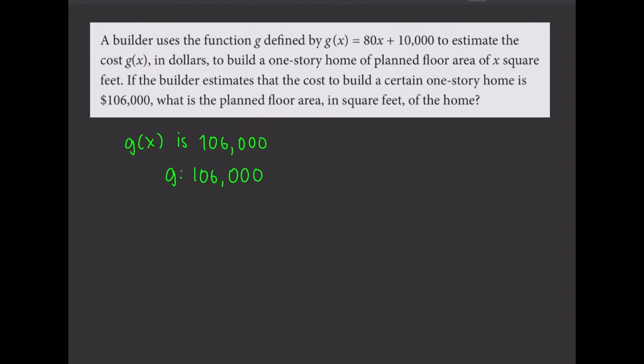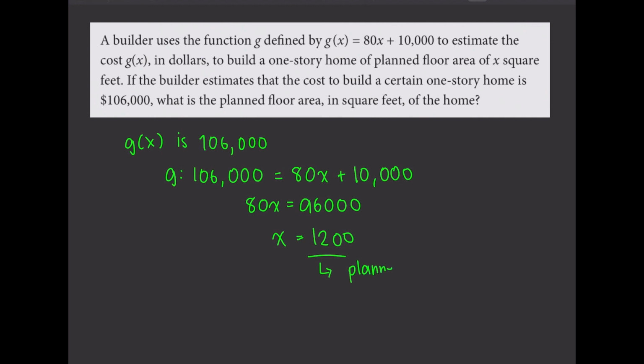So what do we do? We need to first substitute 106,000 for g(x) in the equation that defines g: 106,000 equals 80x plus 10,000. Now we have to solve for x. If we subtract 10,000 from each side, we get 96,000 equals 80x. Then we can divide both sides by 80, giving us x equals 1,200. So therefore, a one-story home with an estimated cost of $106,000 to build has a planned floor area of 1,200 square feet.